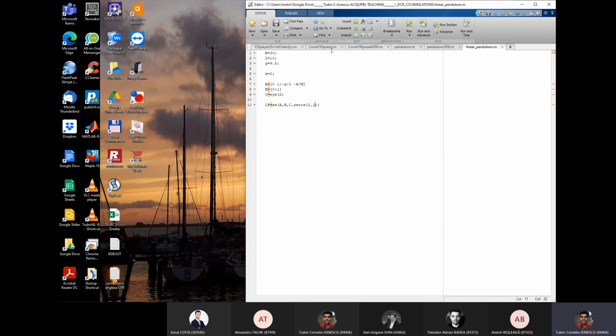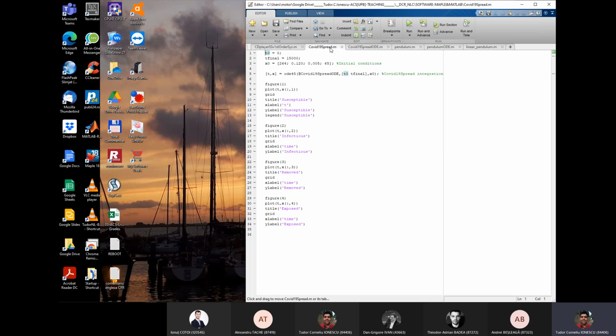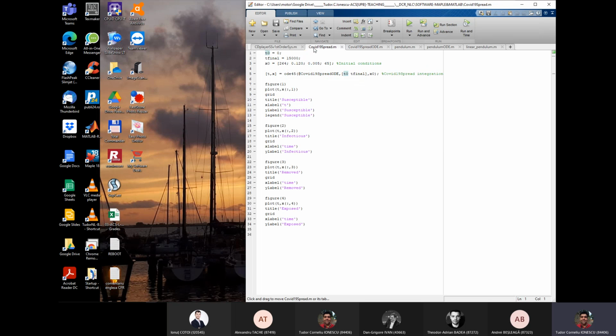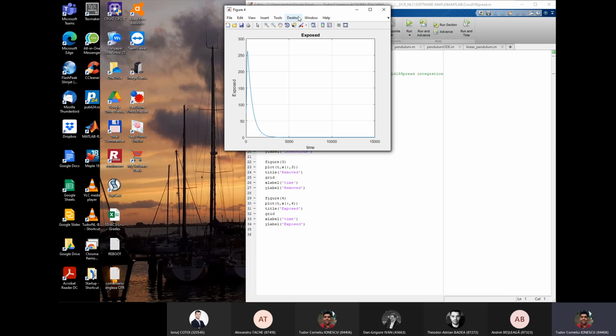I have different models here. I also have something related to the COVID spread, which is 4 equations. These are also nonlinear, and they can be integrated. This is kind of interesting to watch. This is a very simple model written by some guys. I'm going to run it for you just to give you an idea.